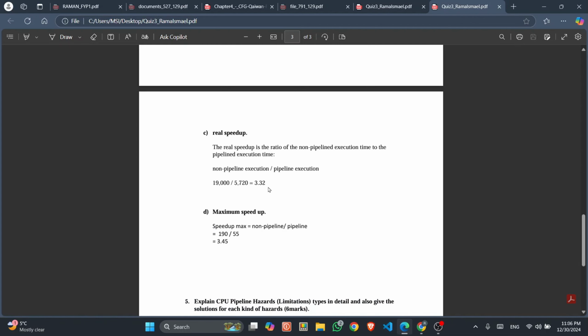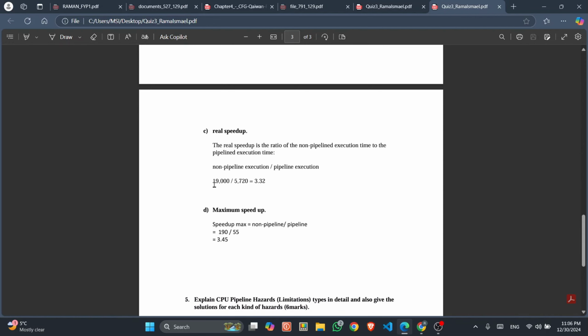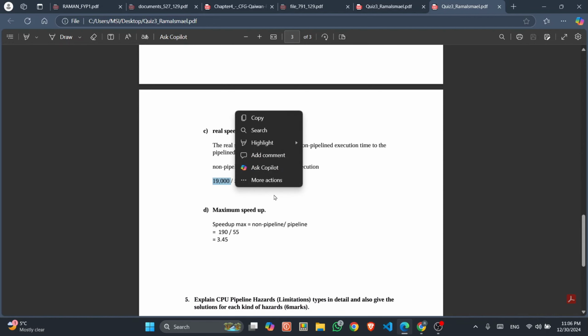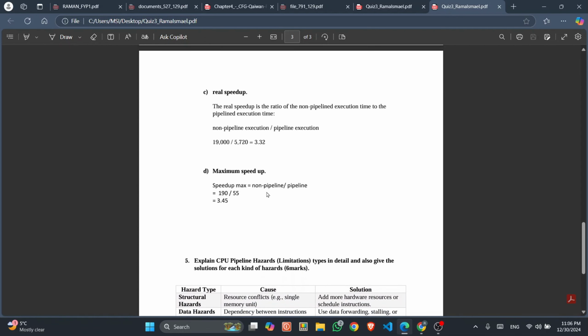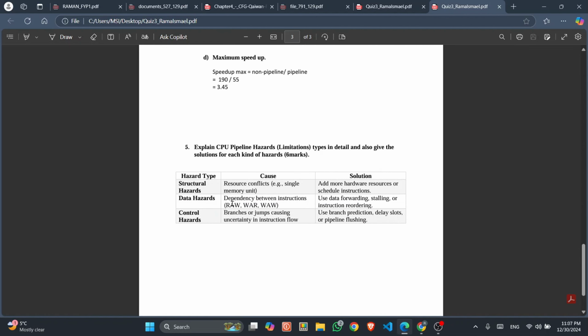If we want to find the real speedup, we use the values we both found in the previous question. The non-pipeline execution, which is 19,000, divided by the pipeline execution, gives 3.32. If you want to find the maximum speedup, we divide the non-pipeline cycle time by the pipeline cycle time, not their execution times, and it will be 3.45.